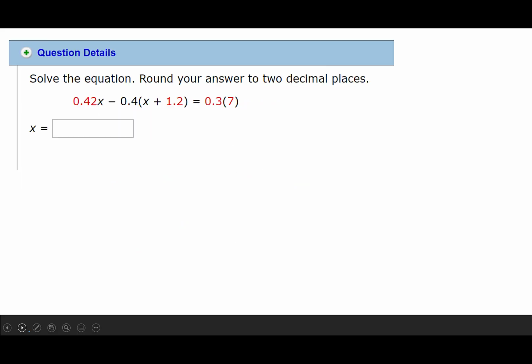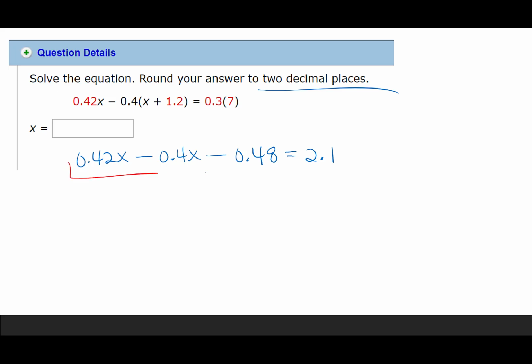Okay, let's do that again. This is solve the equation. Round your answer to 2 decimal places. The first thing we need to do to solve this equation is use the distributive property. I'm going to rewrite it down here. It's 0.42x minus 0.4x minus 0.48, and that equals 0.3 times 7 is 2.1.